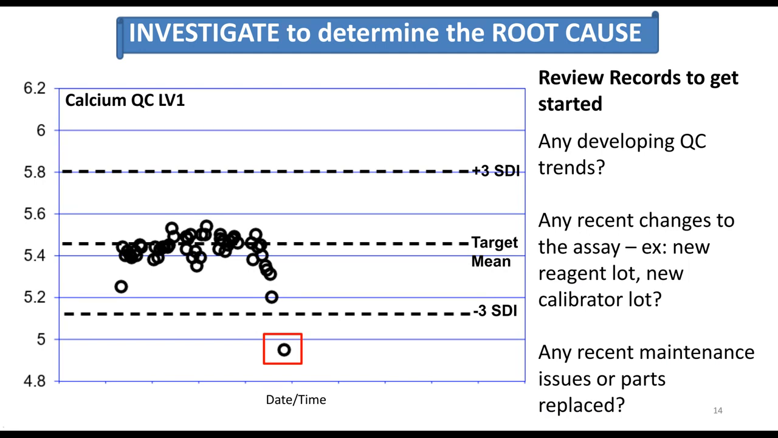Once the assay or analyzer is taken out of service, troubleshooting can begin. The Levy-Jennings charts can be examined to see if there are any shifts or trends developing, and if we can pinpoint the date and time the problem started. We can check the laboratory records to see if any new reagent lots or calibrator lots were first implemented when the problem started. We can check the status of the maintenance records for the instruments. Were there any recent issues or parts replaced? So these types of investigations can provide clues about the root cause of the problem.